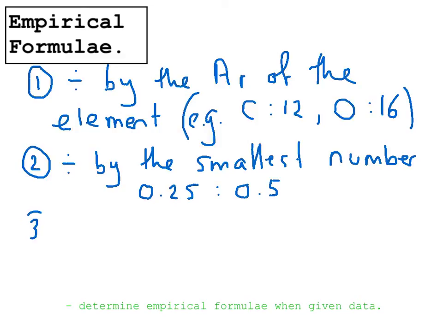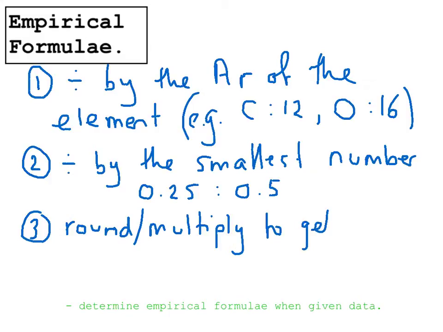The third step is based on the ratio that the second step will then give you. What you do in the third step is you either round or you multiply that ratio in order to get integers, so whole number values, for the ratio.